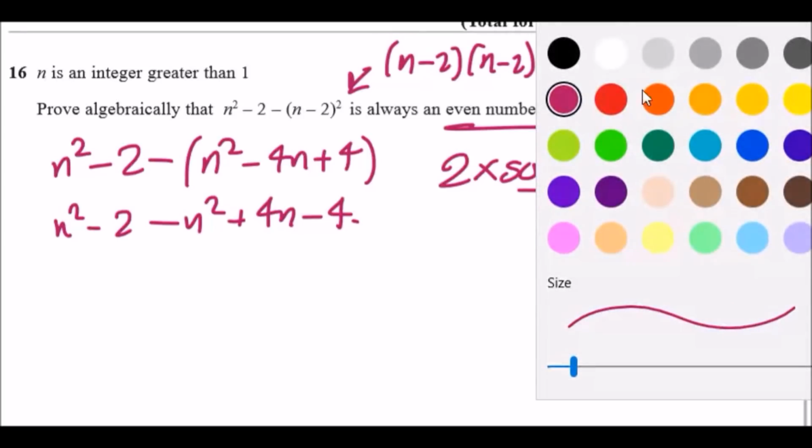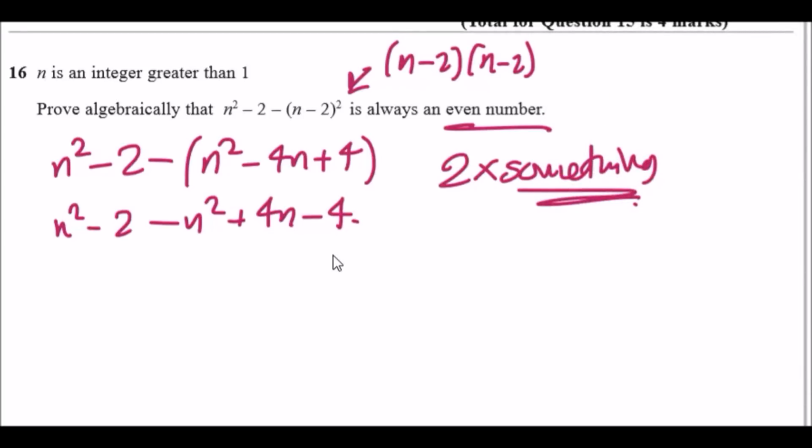So now let's go ahead and simplify. So n squared and minus n squared cancel out, so get rid of them. And you're left with minus 2 plus 4n minus 4. So to put it in correct form, we can say we have 4n and minus 2 minus 4 makes minus 6. And we're done. Or we can just factorize 2 out of that, so we get 2 times.